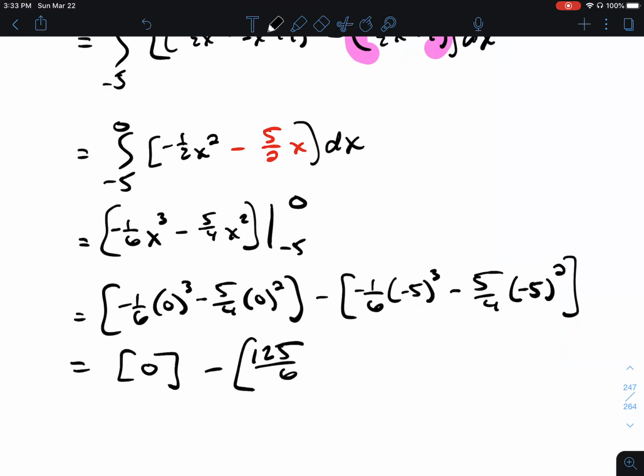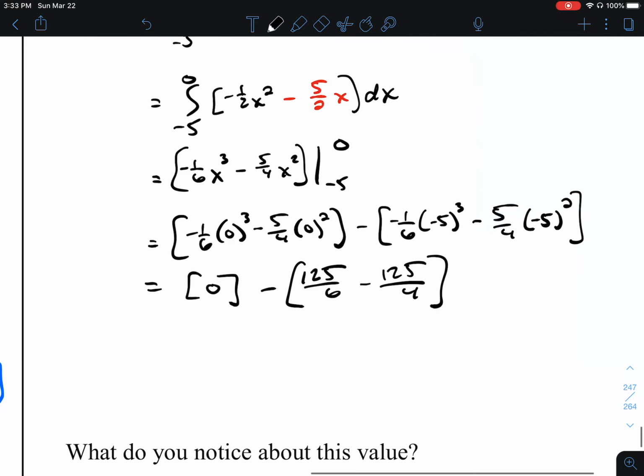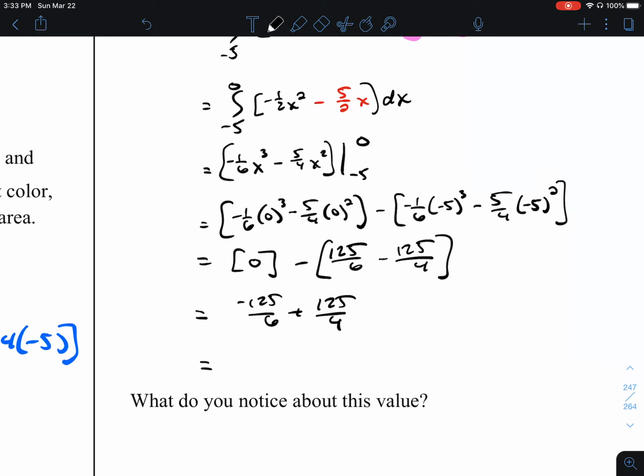The big difference between those two things. Anyhow, a negative 5 squared is 25 times this, subtract 5 is a subtract 125 over the denominator of 4. Simplifying by distributing the signs, the subtract sign, you're going to get negative 125 over 6 plus 125 over 4. They could get common denominators and put those together, or throw it in your calculator and get 10.417.